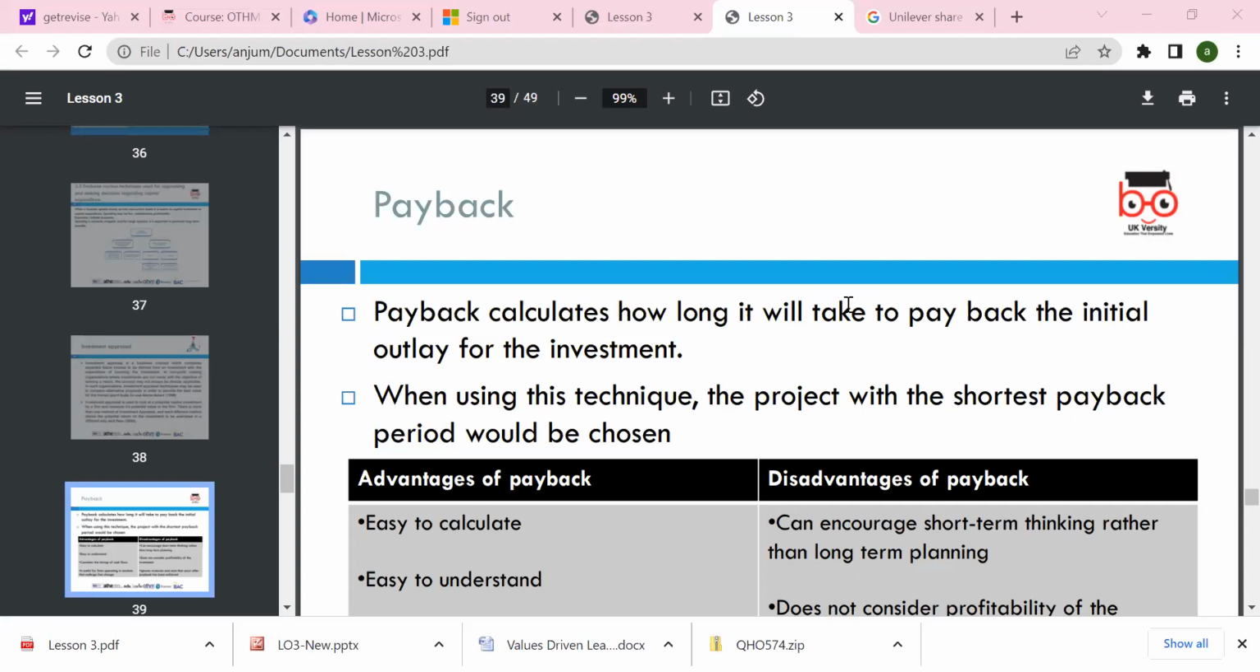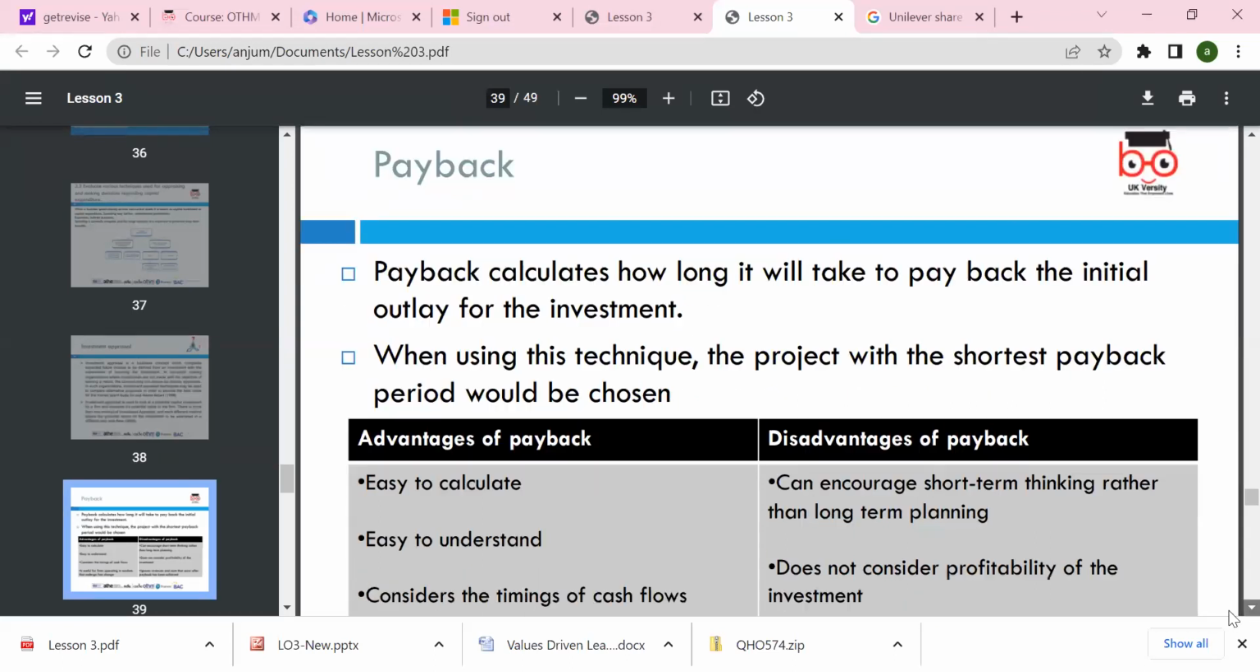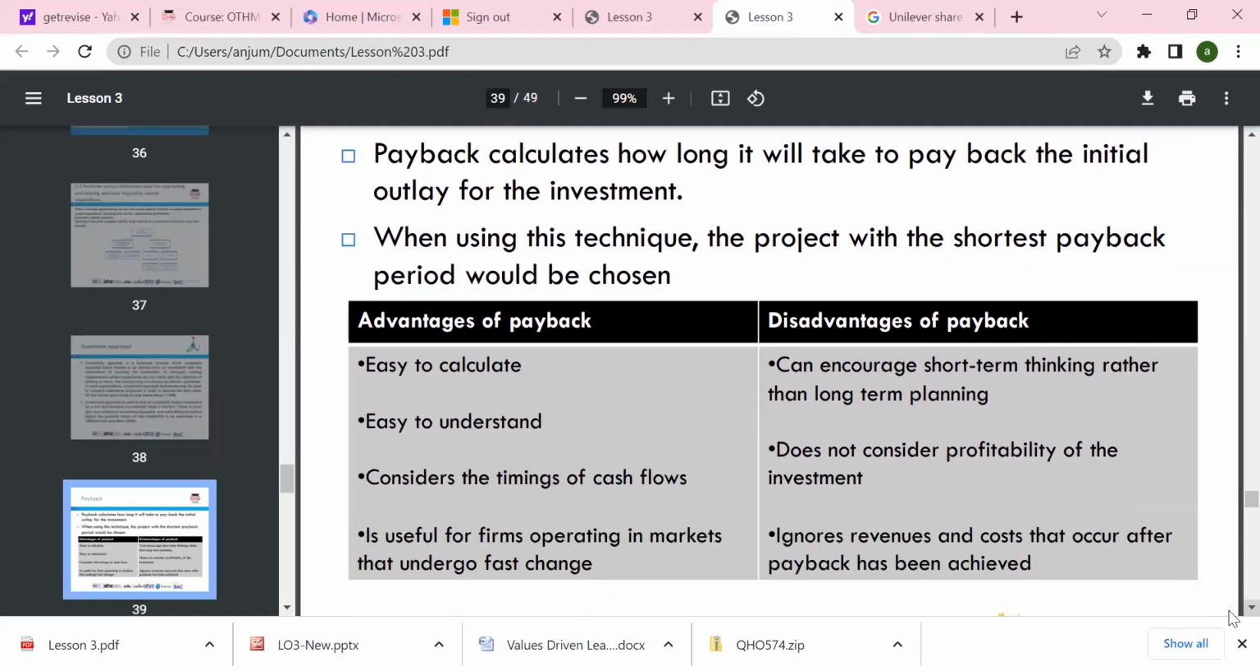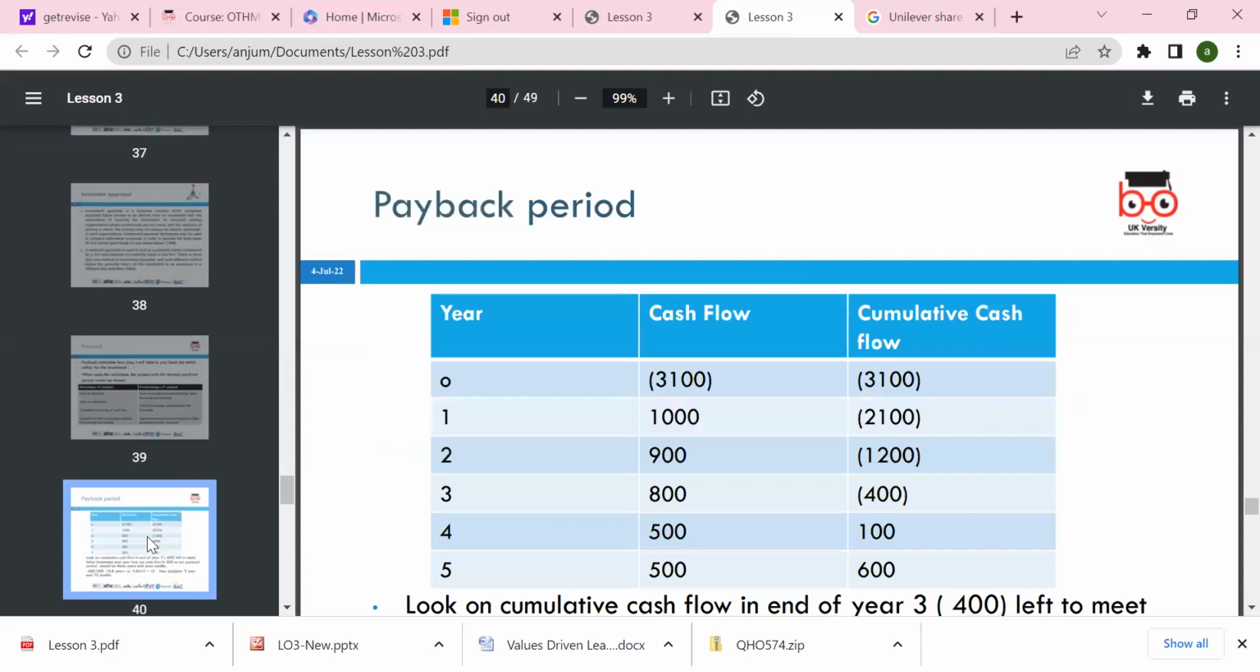If you're investing money on education, say you spend £20,000, how long will it take to cover that? And then of course, the benefit can be forever, so we're not calculating the benefit forever. We only look at what you invest and what you get back. And this is the disadvantage: it doesn't consider the time value of money, and it doesn't consider profitability. Okay, so one method of investment appraisal is payback.